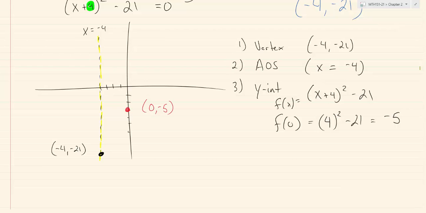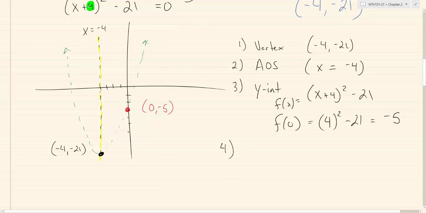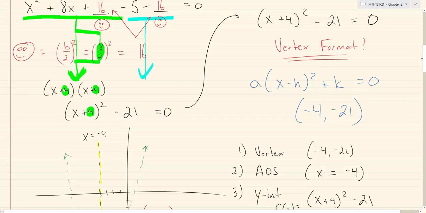So now we know the vertex, we know the y-intercept. You're guessing that the graph probably is going to look something like this. But how can we find number 4, which are the x-intercepts? We just take this equation that we generated in vertex format, x plus 4 squared minus 21 equals 0, and we solve it for x. We move things around to get x by itself.